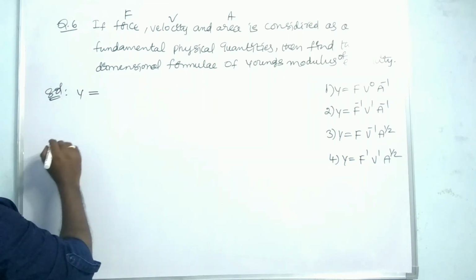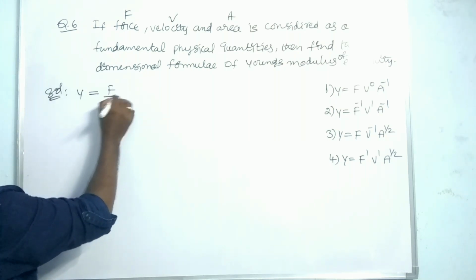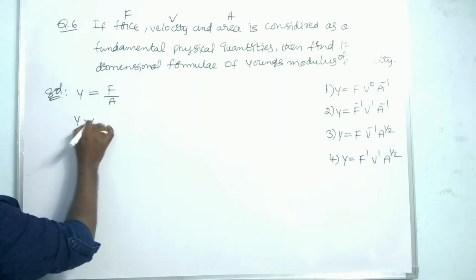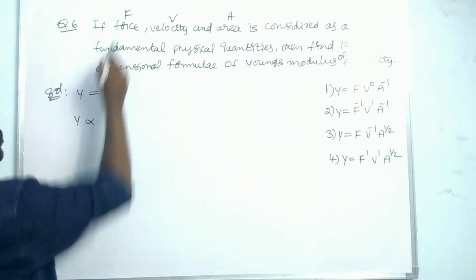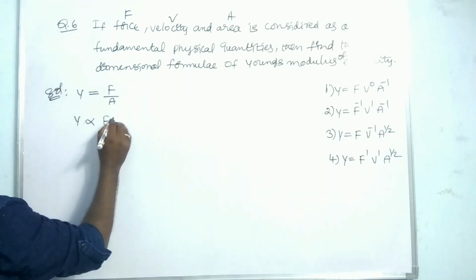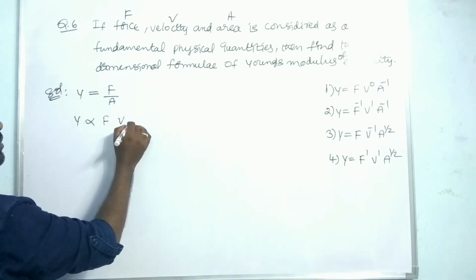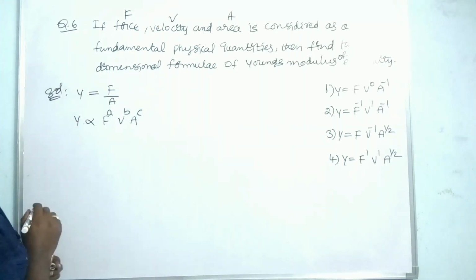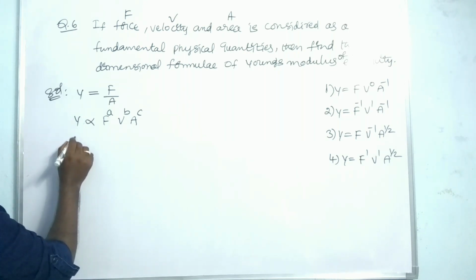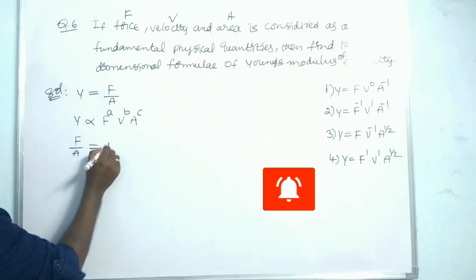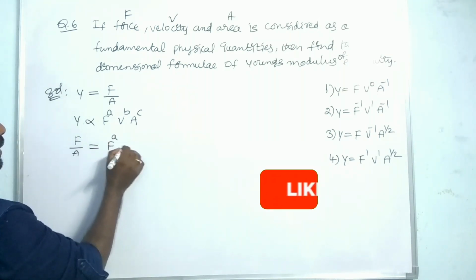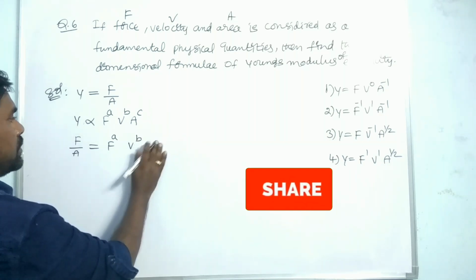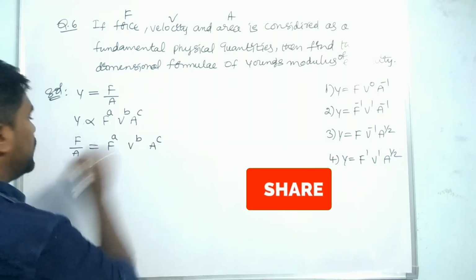Y is equal to what? F by A, force by area. So this Young's modulus of elasticity is directly proportional to force, and directly proportional to velocity, and directly proportional to area. It is force power a, velocity power b, area power c. Okay, so Y, it is nothing but F by A, is equal to F to the power a, V to the power b, A to the power c here.